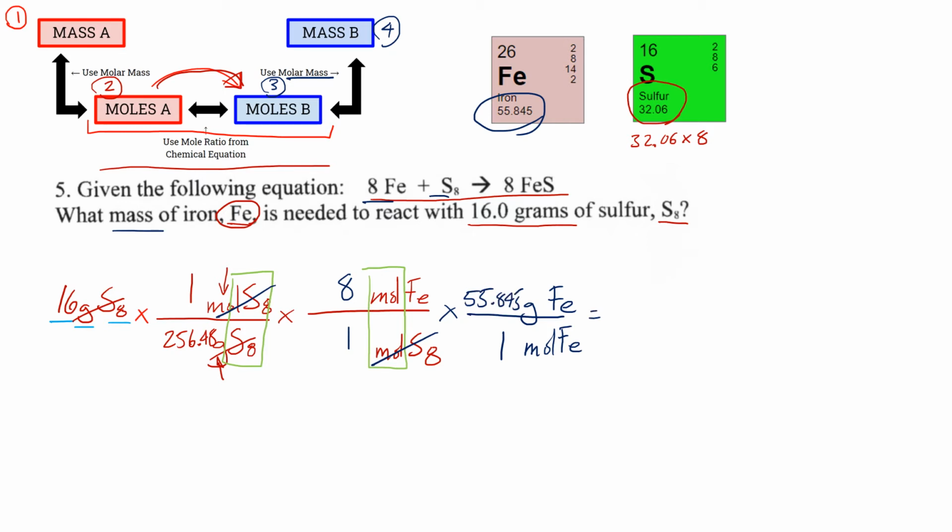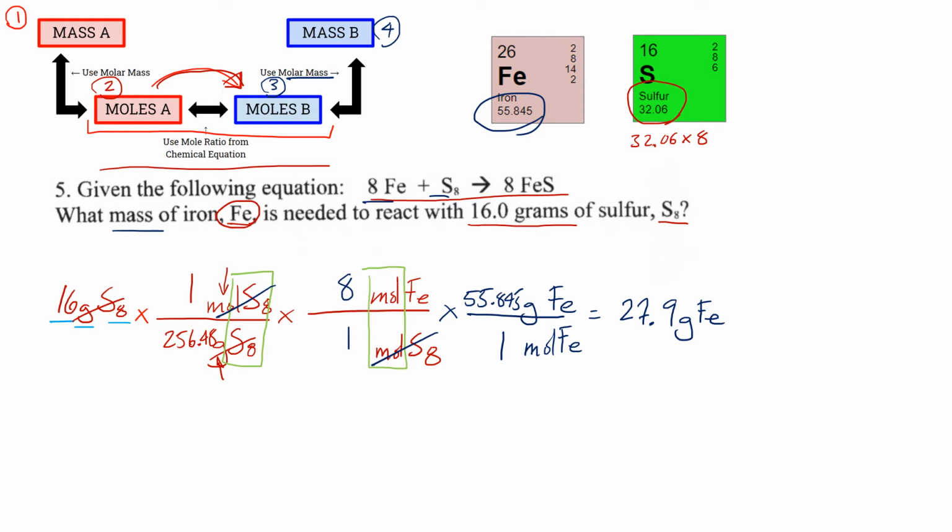So now we just plug this into our calculator. 16 divided by 256.48 times 8 times 55.48, and I got 27.9 grams of iron. Good. So what did I do?